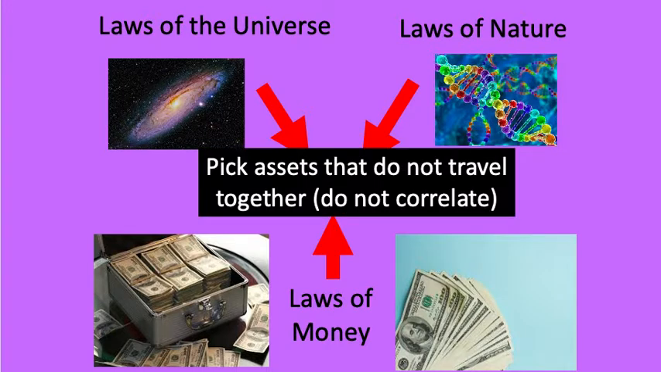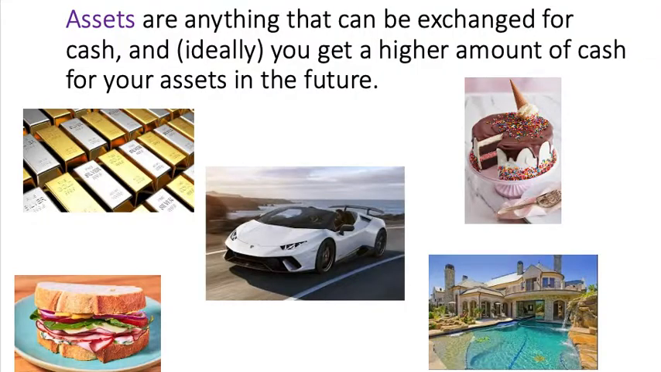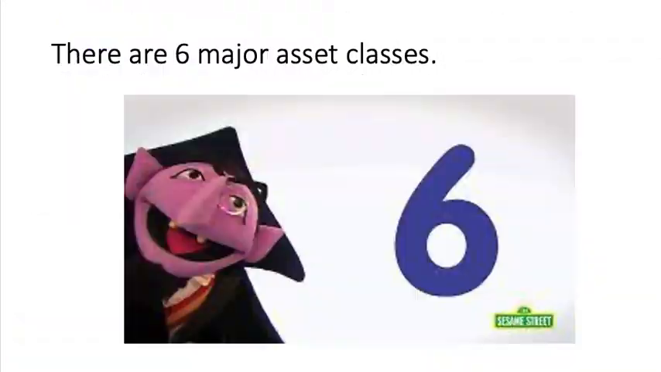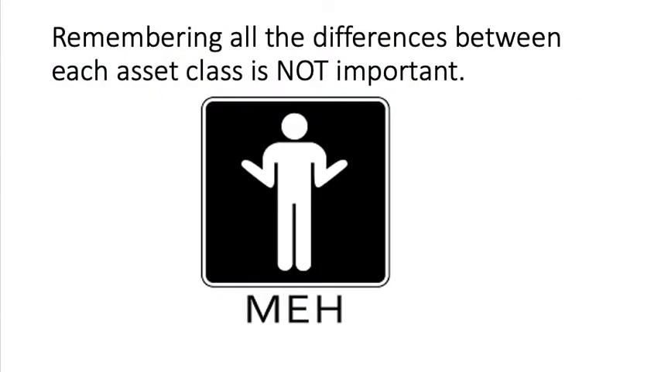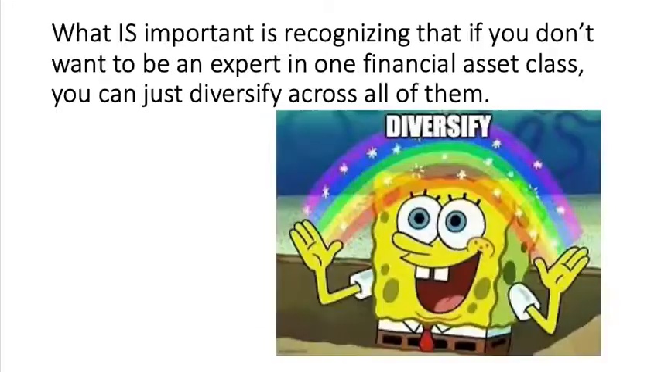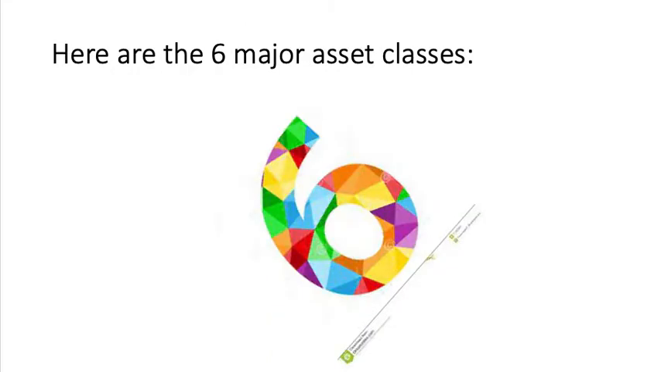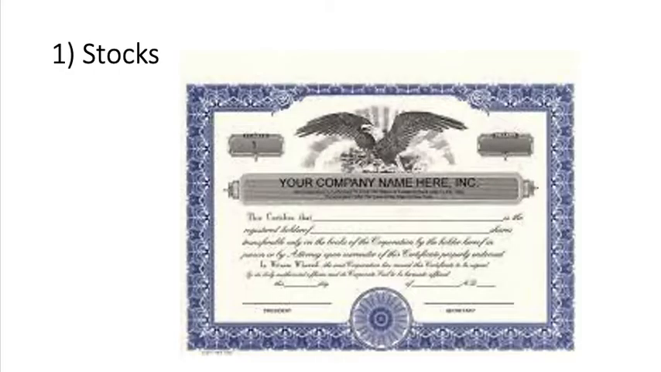Pick assets that do not travel together, do not correlate, or in other words, negatively correlate. To review, assets are anything that can be exchanged for cash, and ideally, you get a higher amount of cash for your assets in the future. There are 6 major asset classes. Remembering all the differences between each asset class is not important. What is important is recognizing that if you don't want to be an expert in one financial asset class, you can just diversify across all of them. Here are the 6 major asset classes.